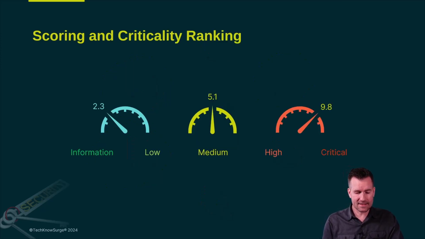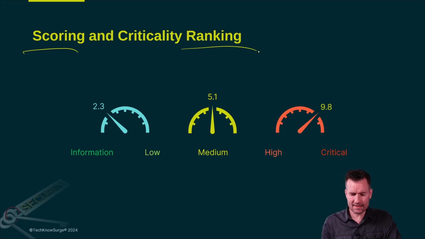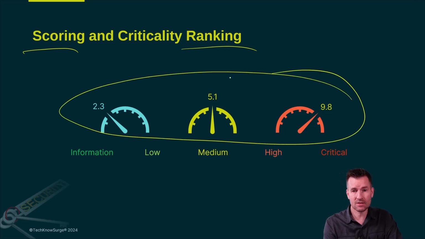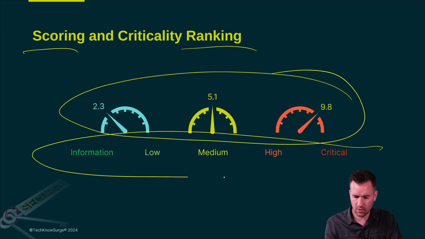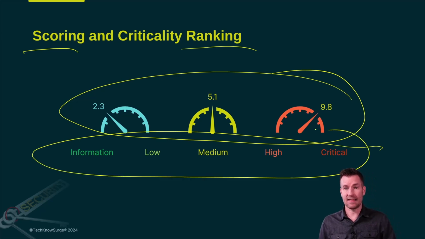They'll also use scoring and ranking. So we'll get an actual number that's associated with it, or we'll get some sort of ranking of whether it's informational, low, medium, high, or critical, as far as how important it is that we do away with this vulnerability and how critical that vulnerability is.